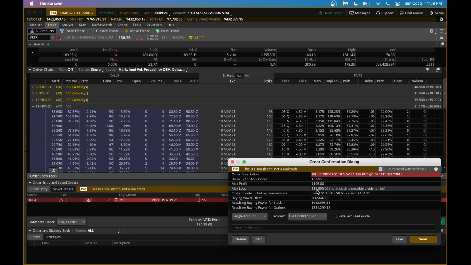That rarely happens, but you might get stock assigned to you. The only downside here is if the stock comes down below your strike price, which is below 155. That's when you'll have more and more margin amount. As you see here, your buying power effect right now is $1,560. As the stock comes down and down, your buying power effect will basically increase more and more and more.